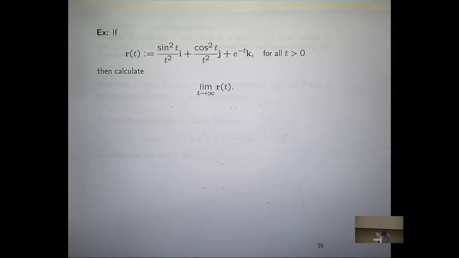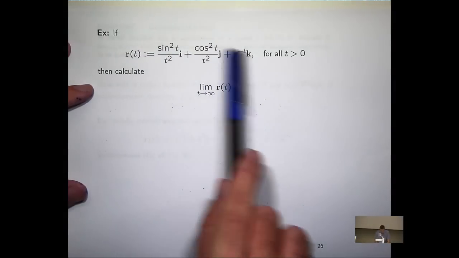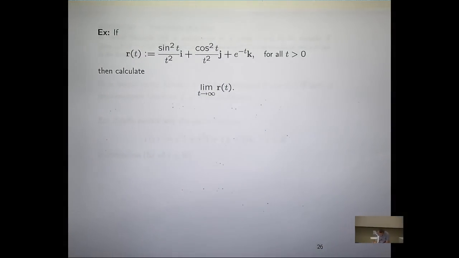Let's consider this vector valued function, and the limit this time as t approaches positive infinity. Okay, so let's consider the component functions. Now, what do you think the limit should be in this case?